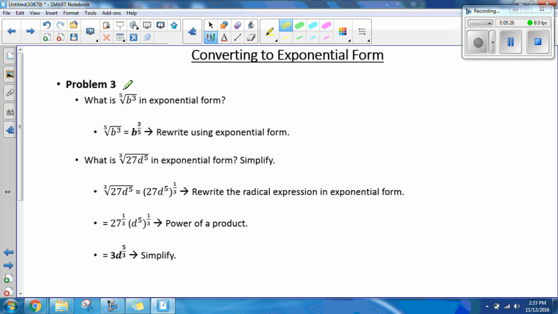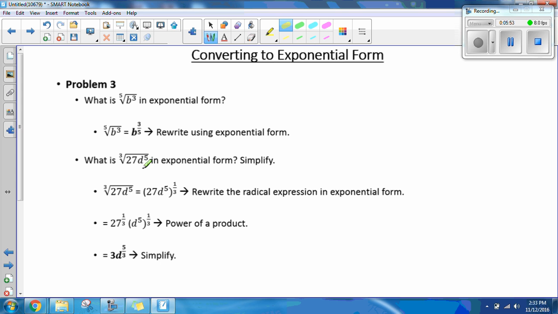How do I write the 5th root of b to the 3rd power in exponential form? Well, b to the 3rd power, and then the 5th root means that I'm really raising this to the 1/5 power. So I have b to the 3rd power raised to the 1/5 power, and I just multiply the exponents, and I get 3/5 as my power.